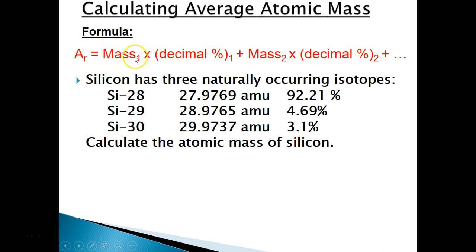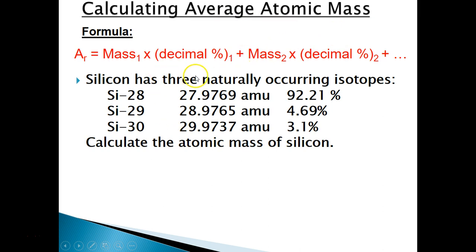So the average atomic mass will be the mass of the first isotope times its percentage in decimal form, its abundance, plus the mass of a second isotope times its decimal percentage, plus and so on, considering that you don't know how many isotopes you'll have for a particular element. So if there's 2 isotopes, you'll only need these 2 factors. If there's 3, you'll need 3, etc.